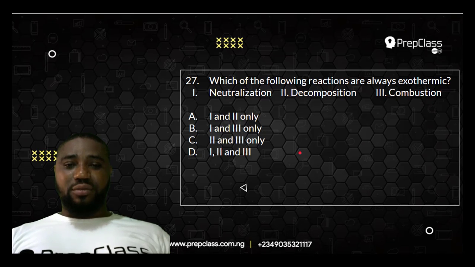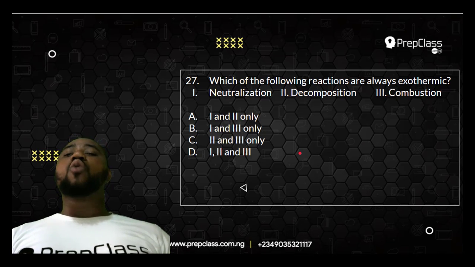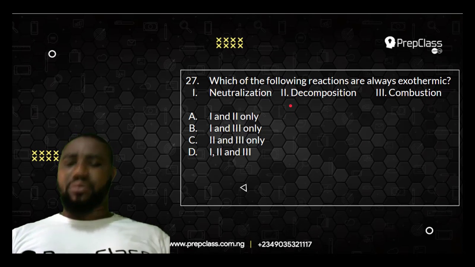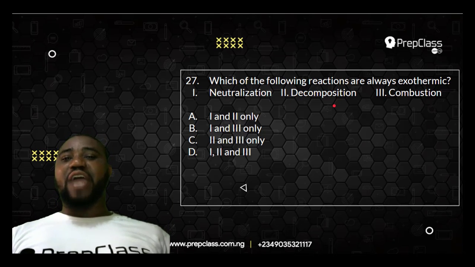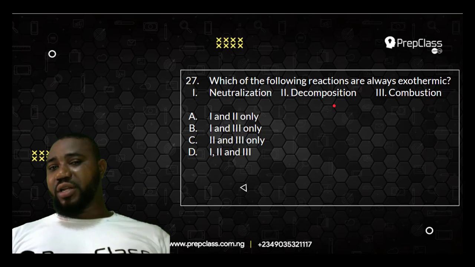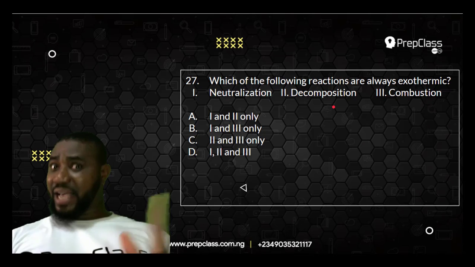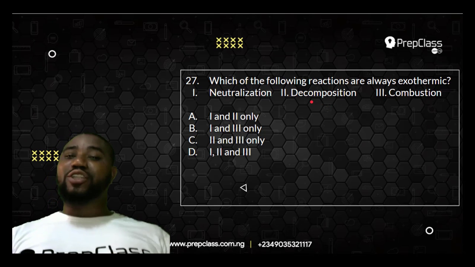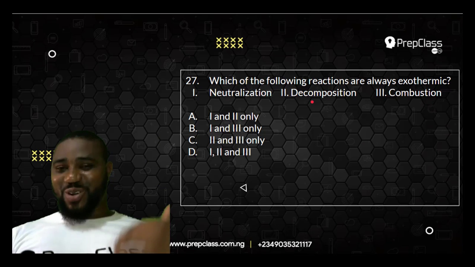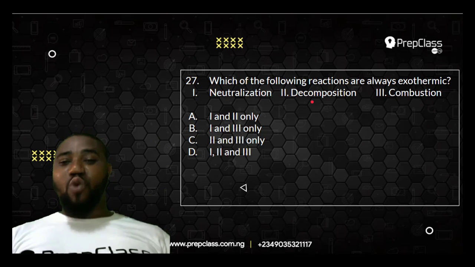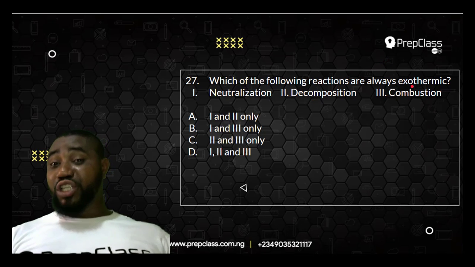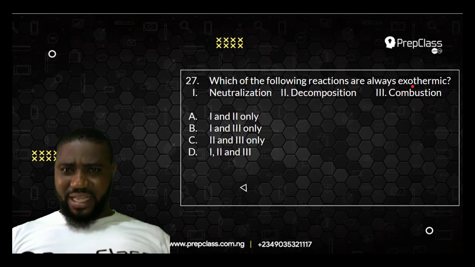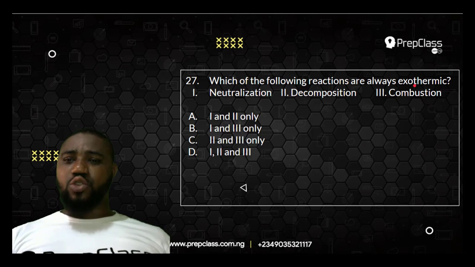Number 27. Which of the following reactions are always exothermic? In terms of heat, we have two types of reaction: endothermic reaction and exothermic reaction. Endothermic reaction is a kind of reaction in which heat is given out to the surroundings. Am I correct? No, I think that is exothermic, brother. Endothermic reaction is a reaction in which heat is actually absorbed from the surroundings. But exothermic reaction is the one in which heat is given off to the surroundings. So you must understand the two. Endo, heat is absorbed. Exo, heat is given off.